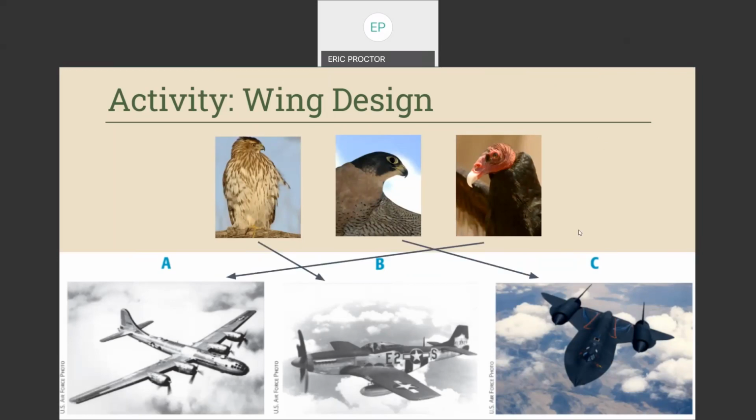And so you can see, absolutely correct, that the Cooper's hawk, which is a maneuverable bird, has these short wings that are designed to fly through forests, chasing other birds. Well, that's exactly what the P-51 Mustang does. The P-51 is a dogfighting aircraft that's designed to take out other aircraft in the air. So it has much shorter wings, especially if you compare that to the B-29 bomber that's sitting next to it. Speaking of the B-29 bomber, the turkey vulture could largely be considered a model for the B-29 bomber.